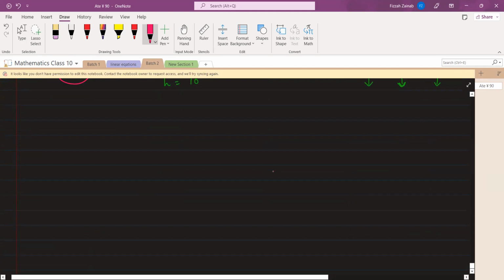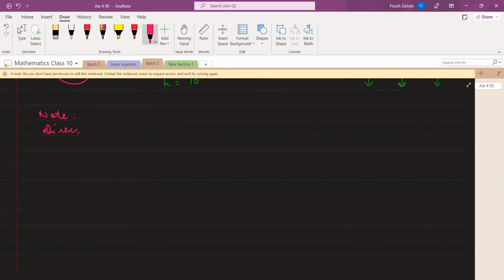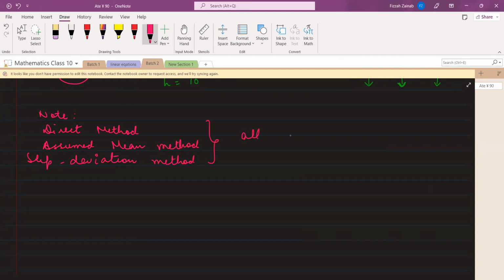Now let's solve the exercise today, so you'll get a better understanding. Just a note: direct method, assumed mean method, and step deviation method all give the same mean. The value of the mean will not change whichever method you use.